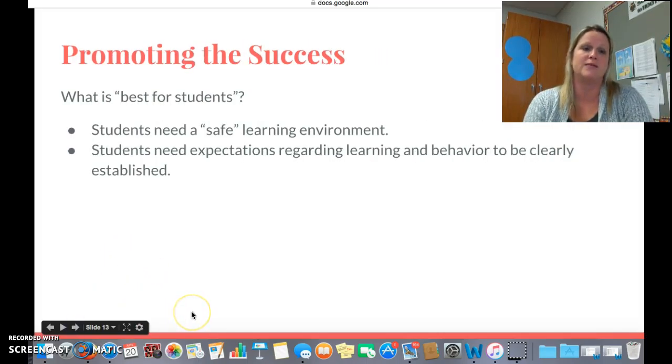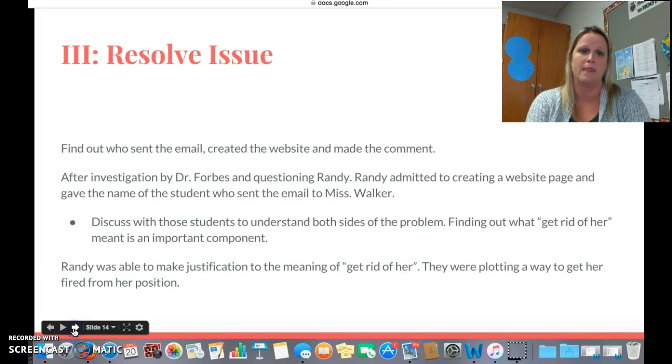Promoting the success, what's best for students. Students need a safe and learning environment. They need expectations regarding learning and behavior to be clearly established, and that goes along with technology use.